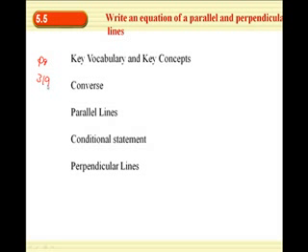Converse, on the top of page 319 says, the converse of a conditional statement interchanges the hypotheses and the conclusion. The converse of a true statement is not necessarily true. So it is when you change the hypothesis and conclusion of a statement. And we'll do that here in a second with the key concept box, okay?